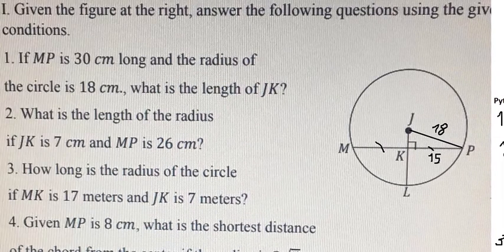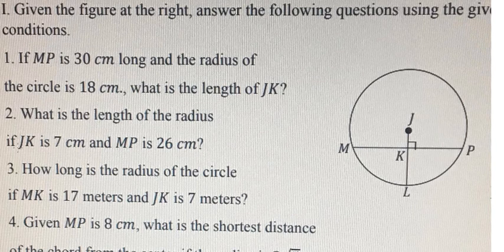Now let's go to question number 2. What is the length of the radius if JK is 7 centimeters and MP is 26? Now we have JK is 7. MP we have 26, but we can calculate half of it by 26 divided by 2. You got 13. So we put number 13 in here. The radius is JB in here.